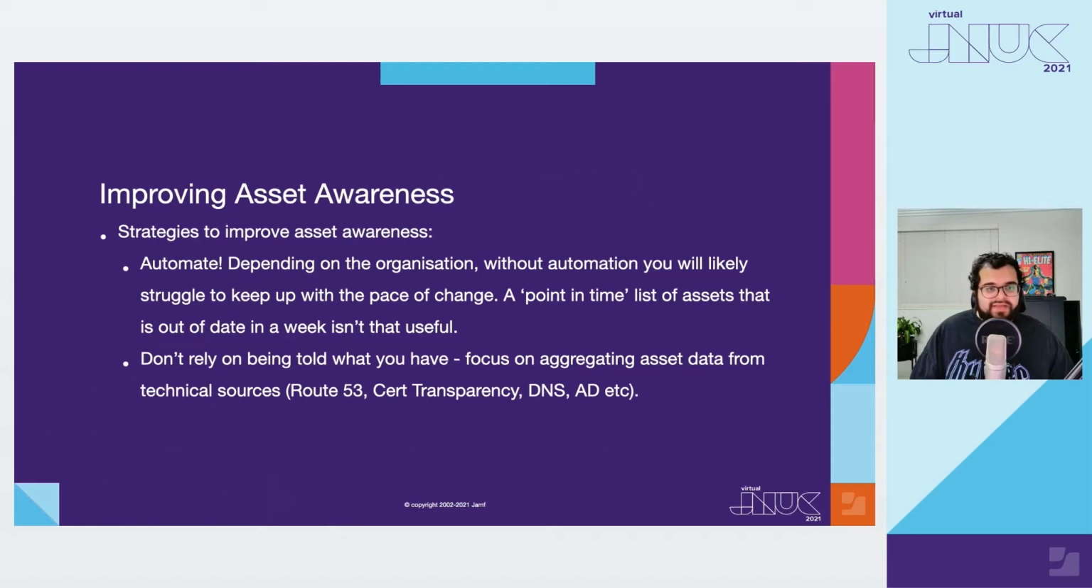So how do we improve asset awareness? Some strategies to improve asset awareness include automating things. So depending on the organization, without automation, you will often struggle to keep up with the pace of change. A point-in-time list of assets is usually out of date within a week and isn't that useful. And another thing that's important with asset awareness is not relying on being told what you have, but focusing on aggregating asset data from technical sources like Route 53, Cert Transparency, DNS, Active Directory, and so forth.